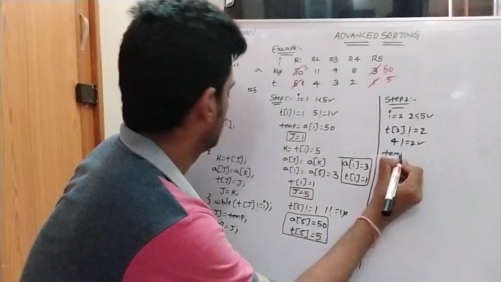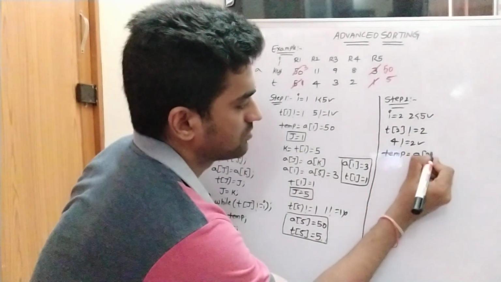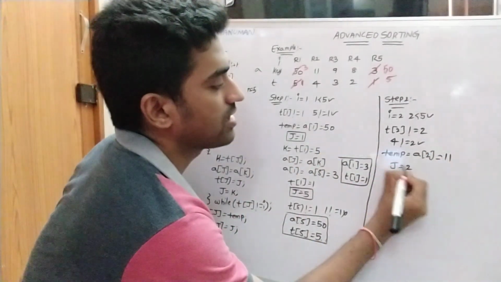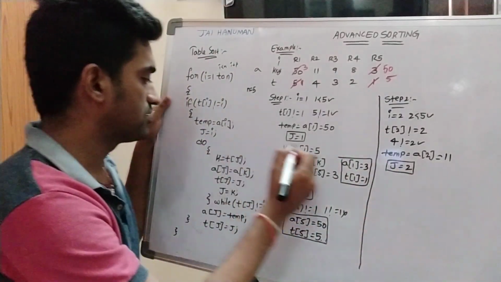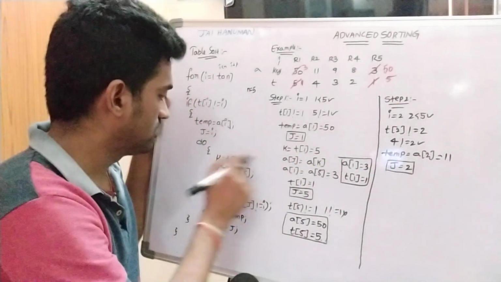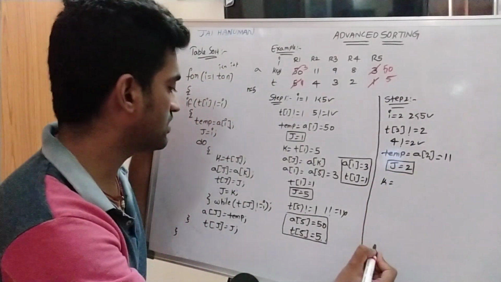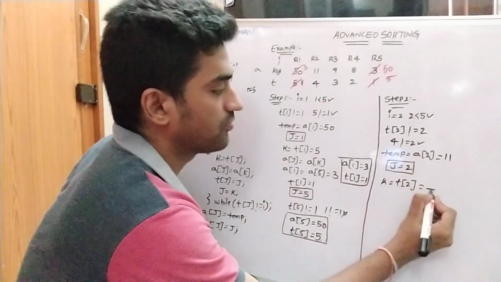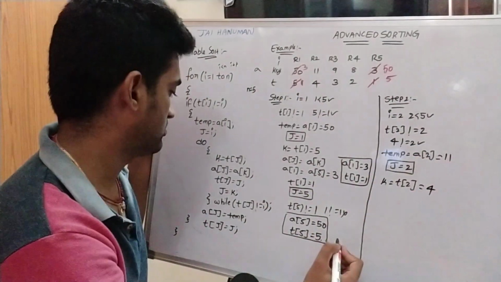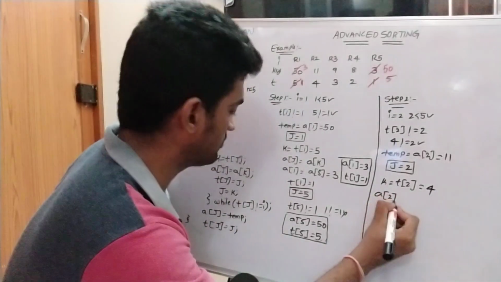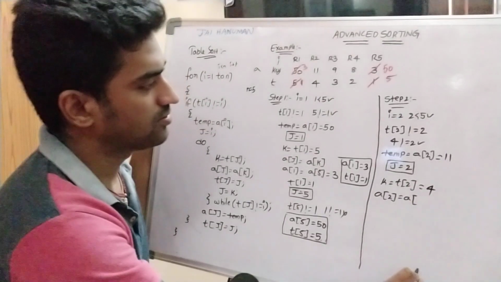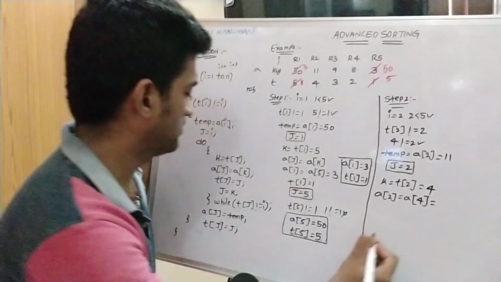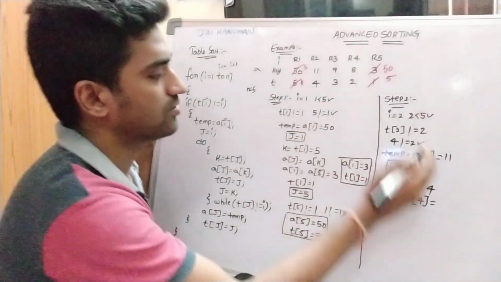So temp is equal to a of I, so a of 2. What is a of 2? 11. J is equal to I, so I value is 2, so J is equal to 2. Fine. So we are executing the do while loop. K is equal to t of j, t of 2, which is 4. Fine. A of j, a of 2 is equal to a of k. What is a of k value? So k is 4, so a of 4. What is a of 4 value? A of 4 is 8.